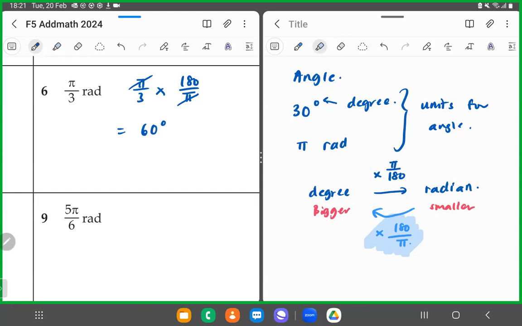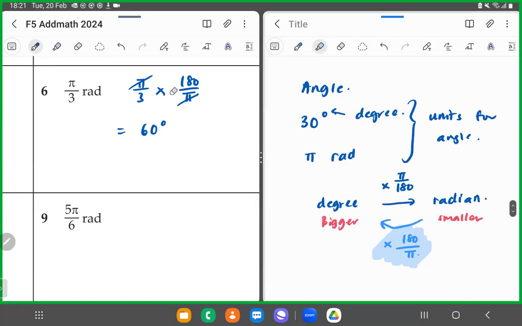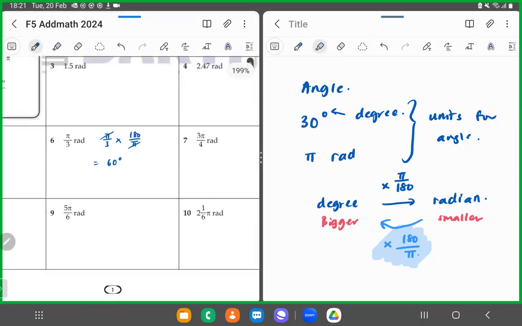Yes, correct. But normally, play it safe, you use at least 3 decimal places. So if you have like this one, pi over 3 radian, change it to degree, right? Times 180 over pi. Cancel the pi, and then you get the answer. No problem, very good.